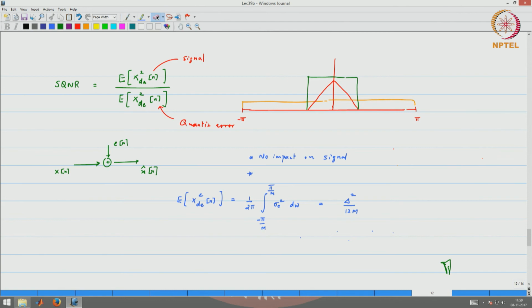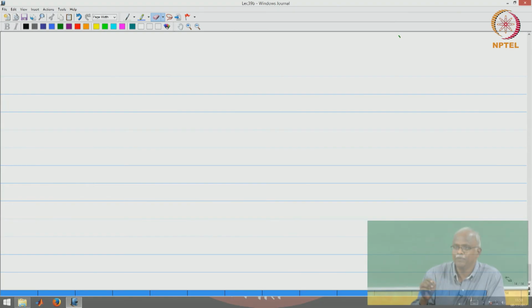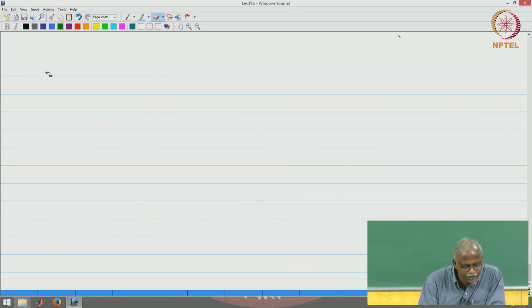Here is the simplest of the structures that introduces coloration, and let me sketch it for you and leave it for you to do a little bit of analysis. We will pick it up from here, and in the first part of tomorrow's lecture we will conclude this discussion. So, here is a modified quantizer.